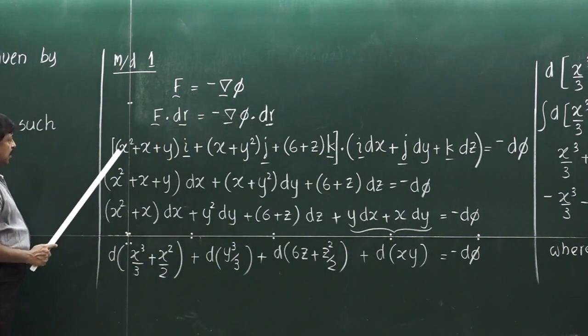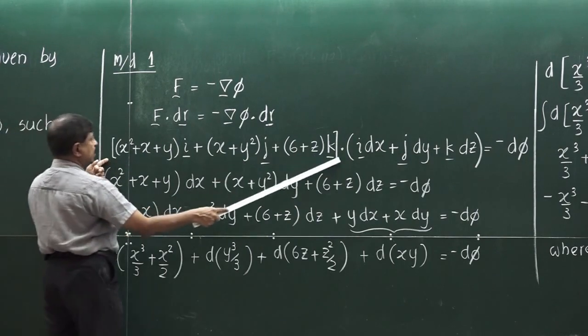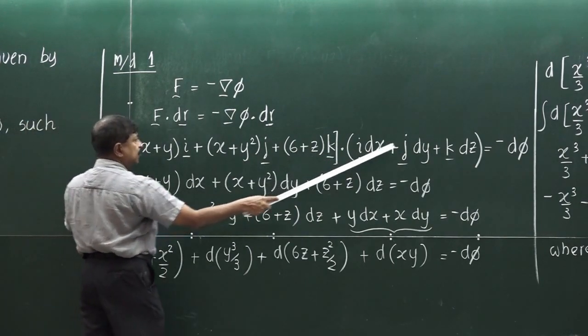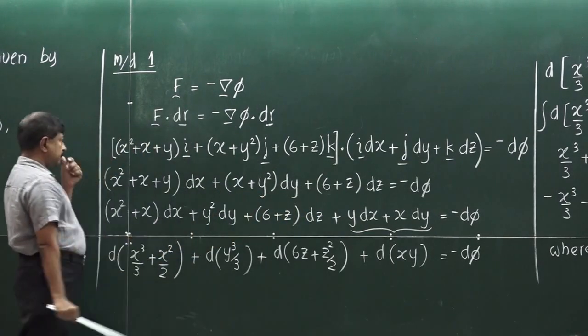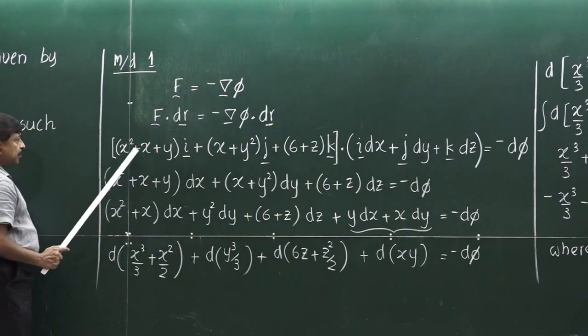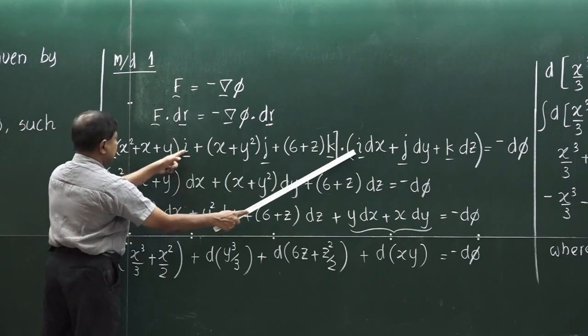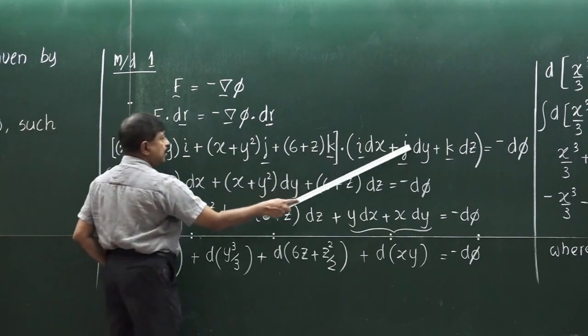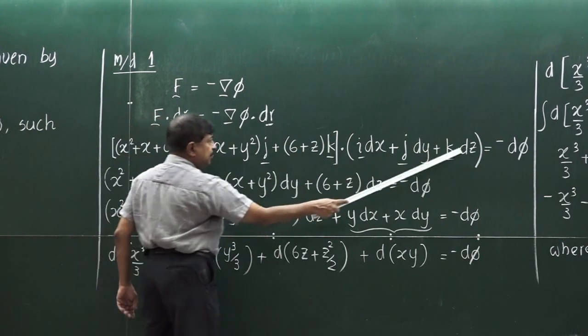Then you plug in F here for this one, dot plug in this one to dr. Now, get the dot product. So, I dot I is 1, therefore, this times dx, similarly this times dy, and 6 plus z times dz.